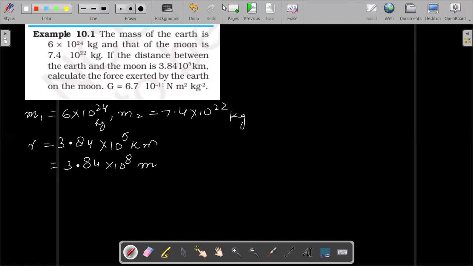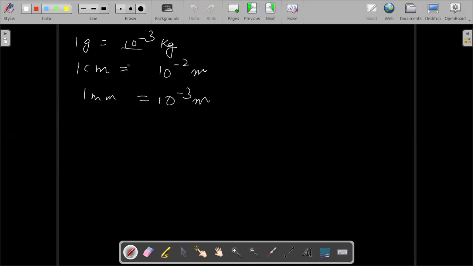Sir, won't it be minus 3, 10 to the power minus 3? Sir, it's 10 to the power minus 3, so won't it be 10 raised to 2? No, no, no. You are going the wrong way. This was the conversion we have written.